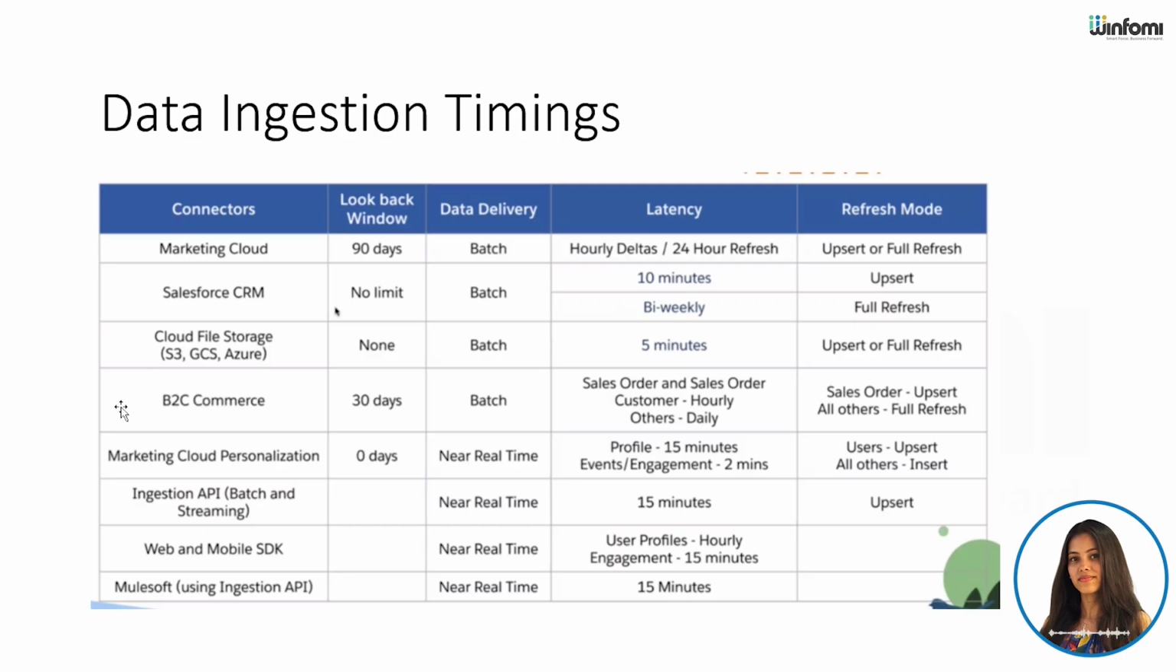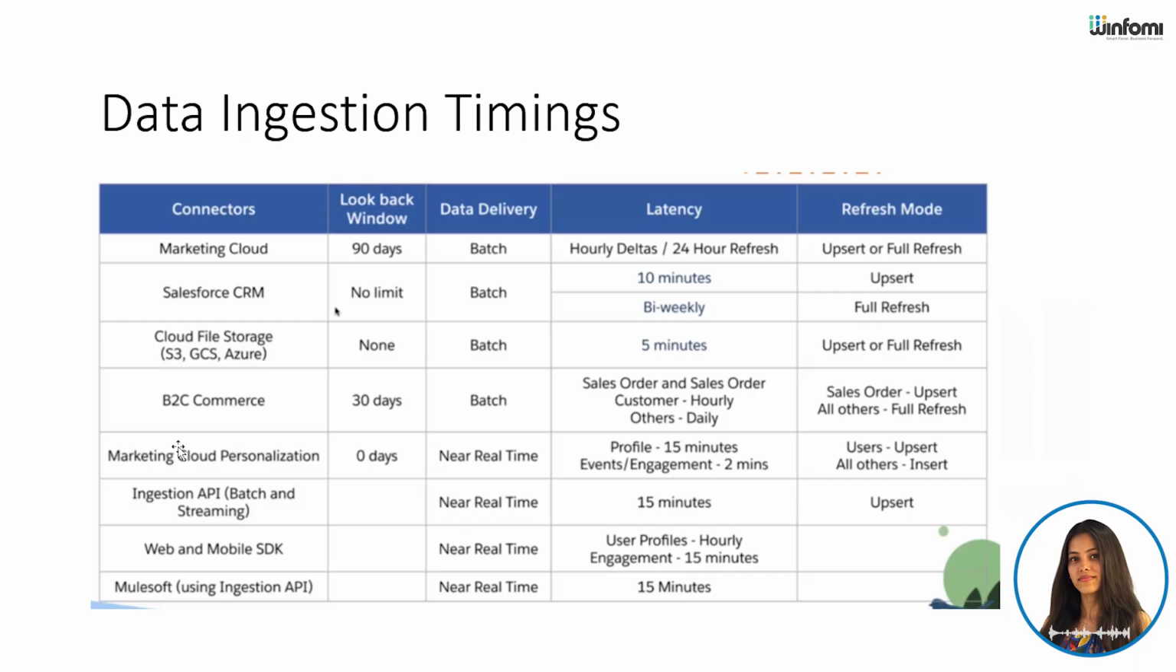If you're taking the data from B2C Commerce, the lookback window is 30 days of data, and the data delivery is batch. For latency, sales order and sales order customer are hourly, and the others are daily. For sales order you can use upsert refresh mode, and all others are full refresh mode.